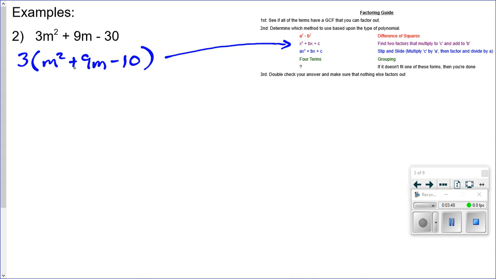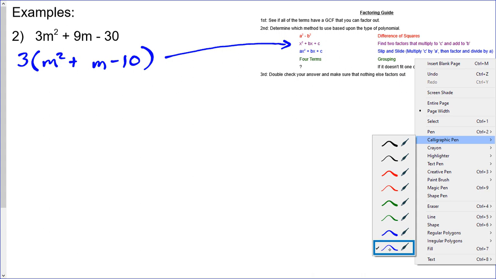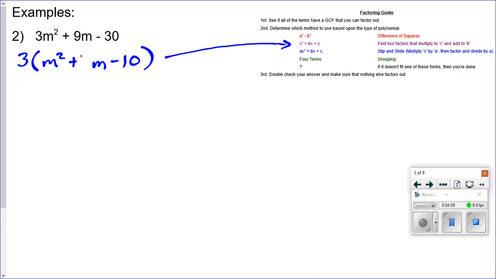I just realized I made a mistake. Did you catch my mistake? I forgot to divide 3 out of the 9m. So let me fix that. See, everybody makes mistakes. Luckily, I caught it early and not at the end. So that should have been a 3m there.